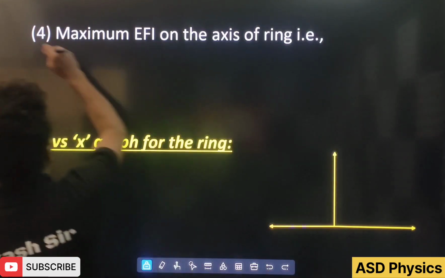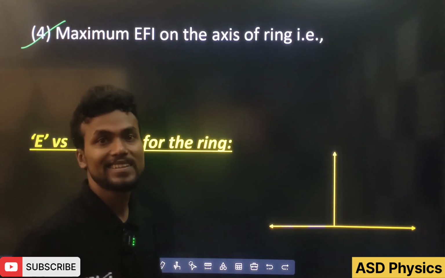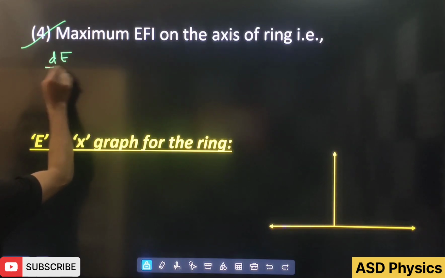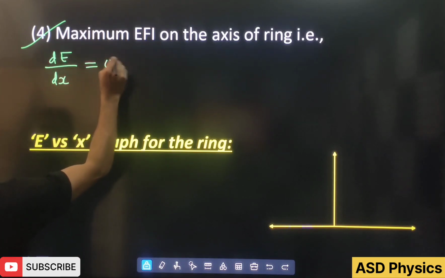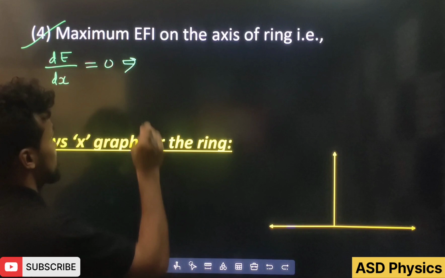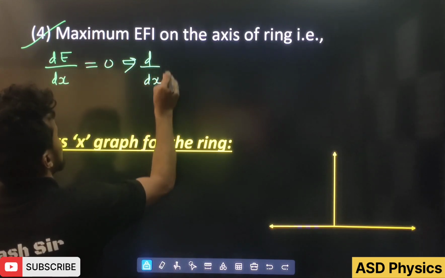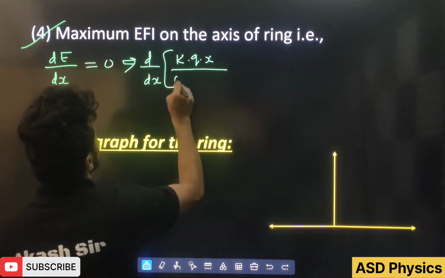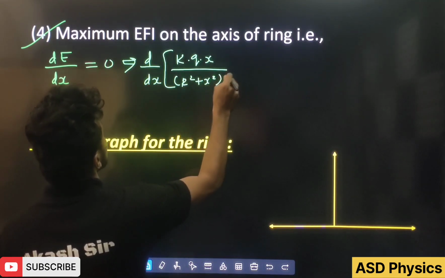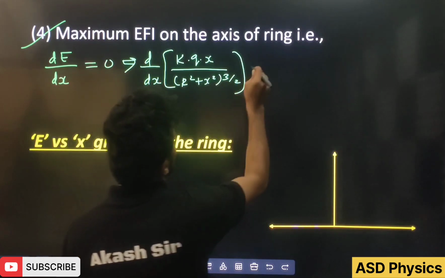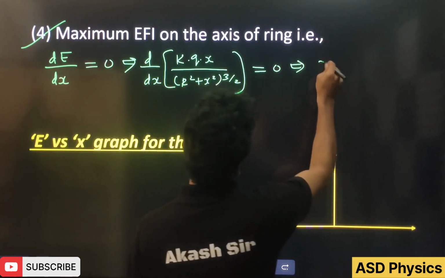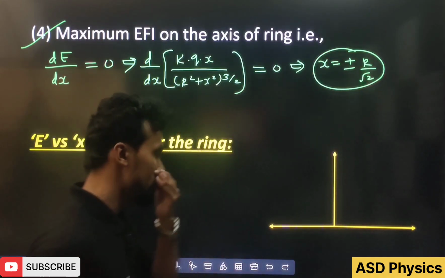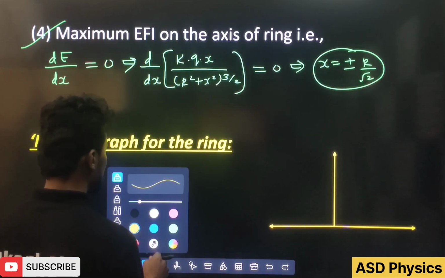Now, the maximum electric field intensity on the axis of the ring. As I told you, for the maximum we have to use the basics: d by dx should be 0. Maximum, minimum, constant. So d by dx of kqx by r square plus x square power 3 by 2, we have to make it 0. When you solve this, students, it will come x equal to plus minus r by root 2. The derivation is not that important; you have to just remember the value.